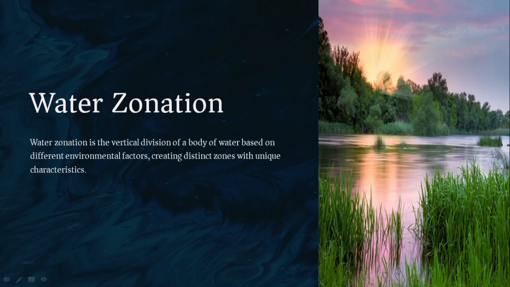Now we are going to discuss water zonation. First of all, what is water zonation? Water zonation refers to the concept of dividing a body of water, such as a lake, river or ocean, into different zones based on their various physical, chemical and biological characteristics. These zones can be defined by factors like temperature, salinity, light penetration, and the presence of certain organisms also.